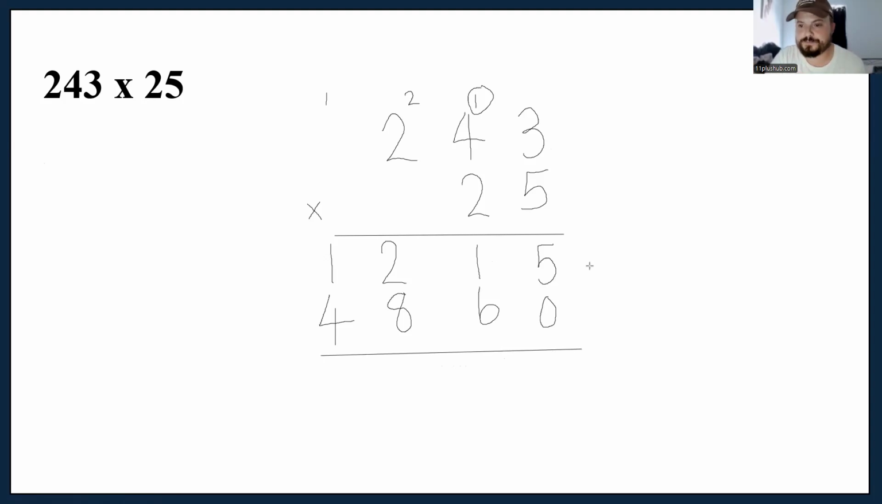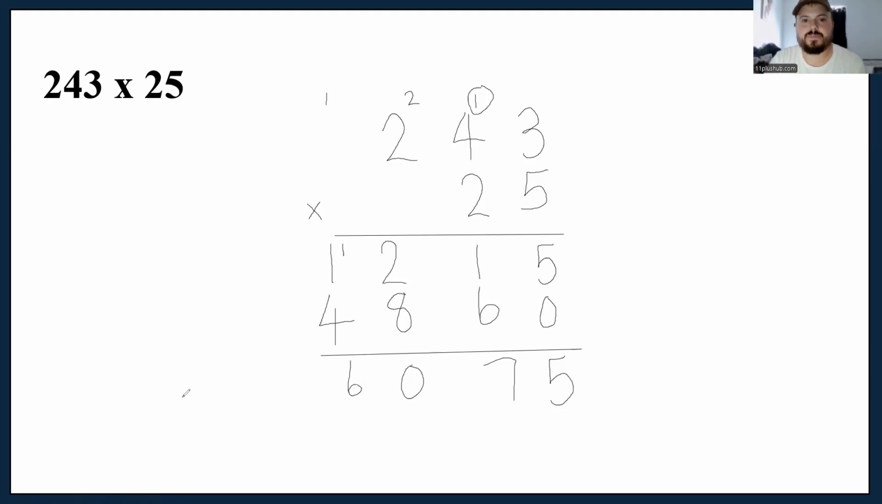Let's add the 1s first. We've got 5 plus 0, which is 5. 1 plus 6, which is 7. 2 plus 8, which is 10. So the second digit goes underneath, and the 1 gets carried over. And then 4 plus 1 is 5. Add the 1 that we carried over is 6. And there's my answer. My answer is 6,075.